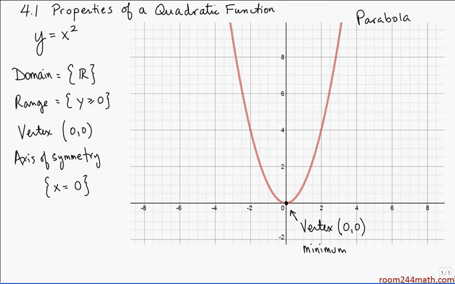So the axis of symmetry, I'm going to use a green. The axis of symmetry is this line passing right through the vertex.